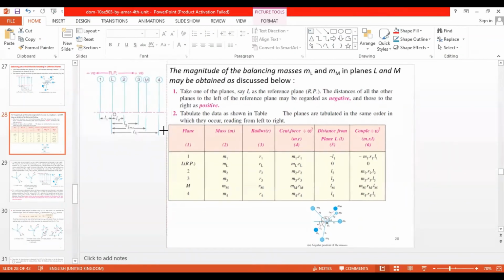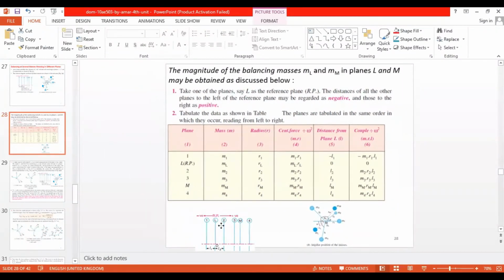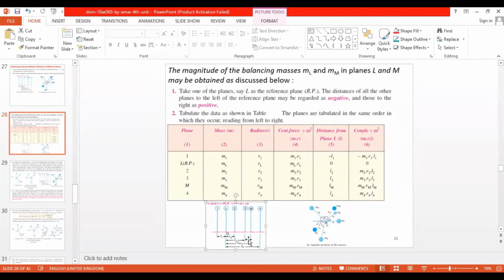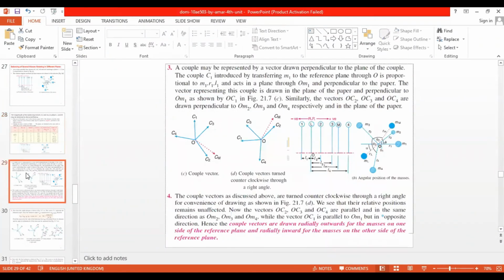So now you can find the resulting mass. Not the reference plane, the resulting mass. We'll see how to do that. Whenever you find such a case, in the sense several masses rotating in different planes, you need to go for this table. That will make your solution easy. Solving will be easy.